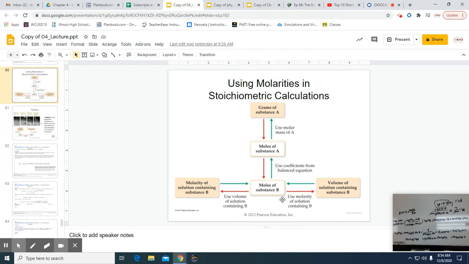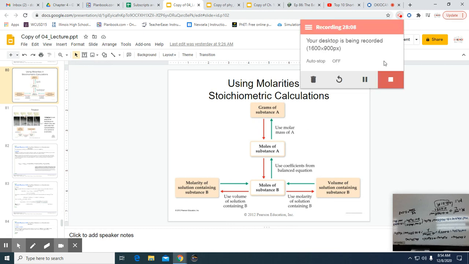And then you have your choice: either determine the volume or the molarity, or sometimes even the grams. Well, you can just use the molar mass for that. Anyway, that is going to put a wrap on Chapter 4 notes, ladies and gentlemen. I'm not going to do the last couple of slides here. But we are at the end of the chapter.